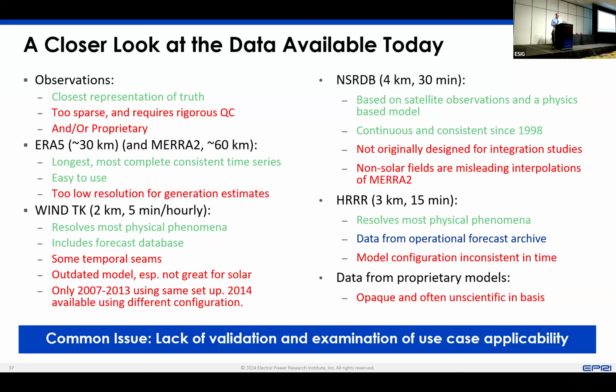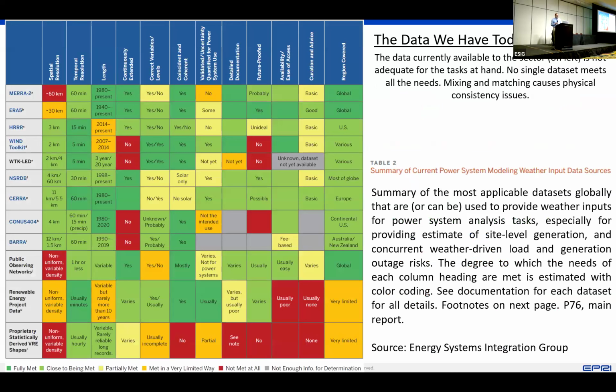So the common issue amongst all of these data sets is they lack validation and an examination of their use case applicability. And that's the stuff I'm going to talk about in the second half of the presentation. This is a summary of all that for the data sets that are available or were available a couple of years ago. We want ideally everything in this table to be dark green. The dark red is where we have really big gaps. Anything that's not green, we have a gap. So you can see there are lots of gaps in the available data sets.